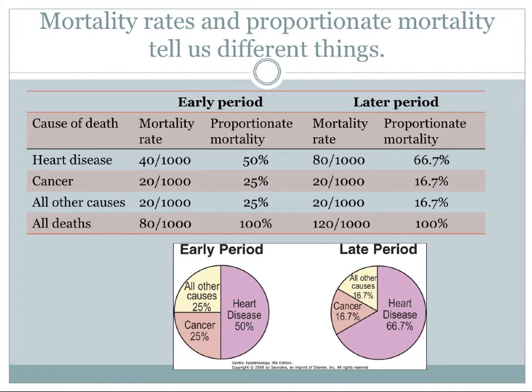Again, here you can view the relationship of mortality rates with proportional mortality. In the early period, we had 40 cases of cardiovascular disease per 1,000 people, and the proportional mortality was 50%. While in later years, the cases of cardiovascular disease doubled and the proportional mortality increased by 16.7%. The idea is that those two measures tell us two different stories, thus depending on what we need, we have to select the appropriate measure.